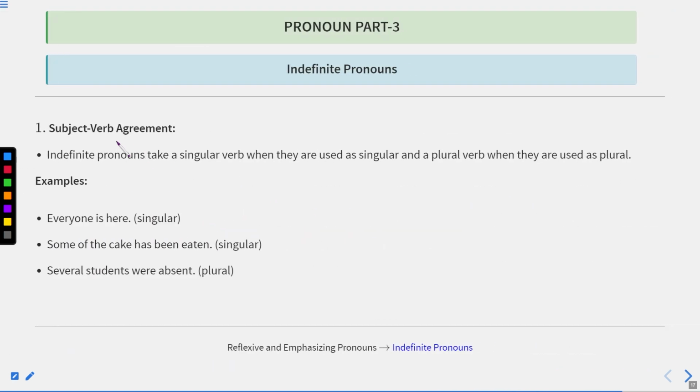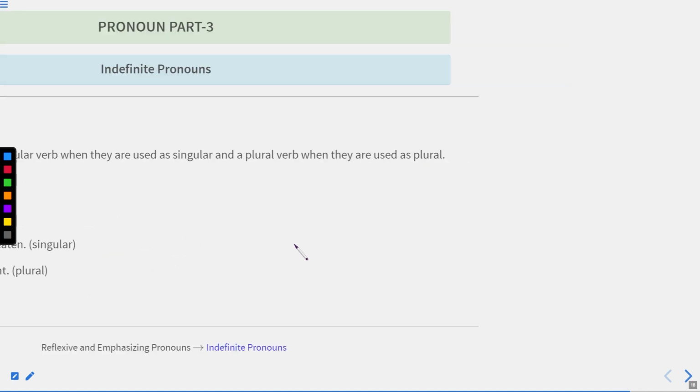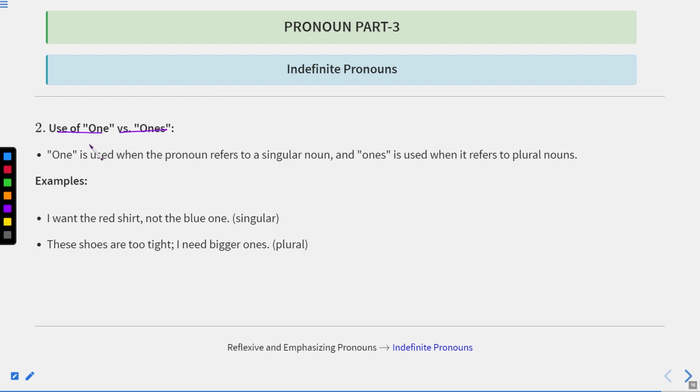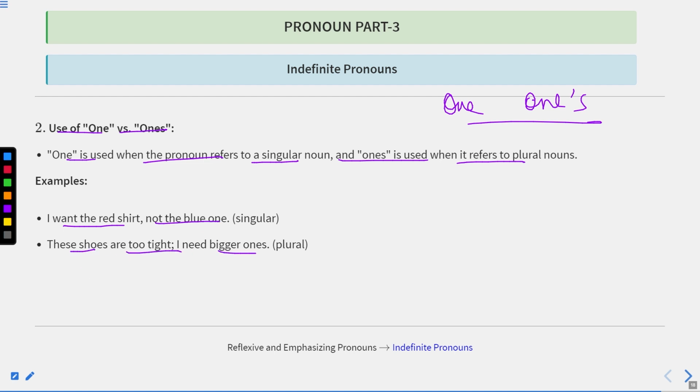Now subject-verb agreement. Indefinite pronouns take a singular verb when they are used as singular, and a plural verb when they are used as plural. Everyone is here, singular. Some of the cake has been eaten, singular. Several students were absent, plural. Use of one and ones. One is the subjective case, and one's is the possessive case of one. One is used when the pronoun refers to a singular noun and ones is used when it refers to a plural noun. I want the red shirt, not the blue one. These shoes are too tight. I need bigger ones.